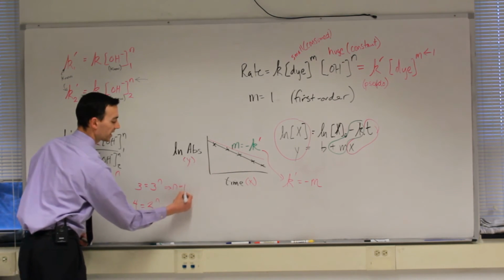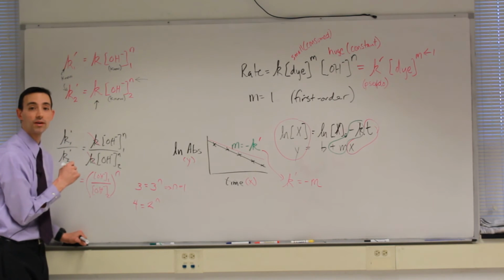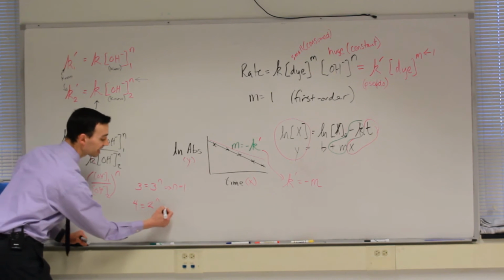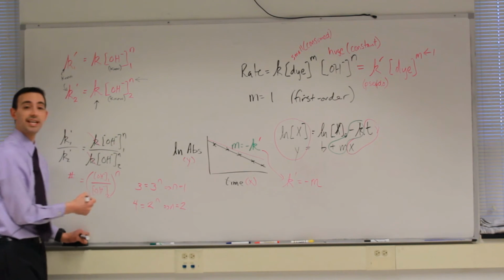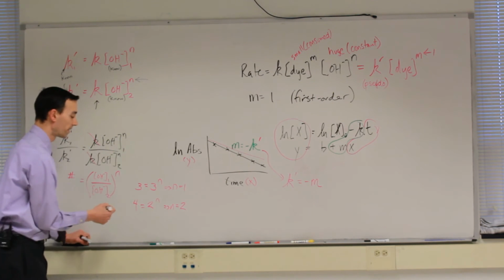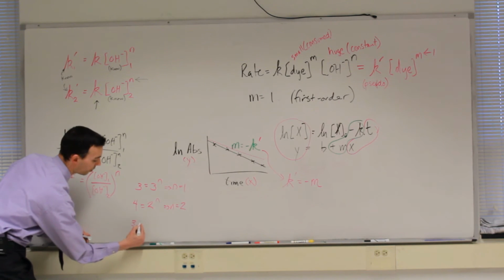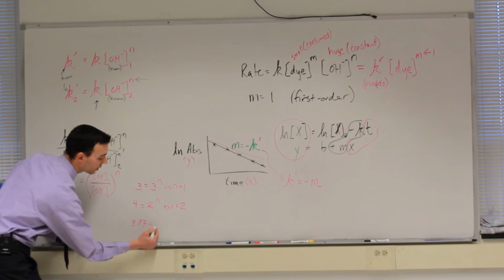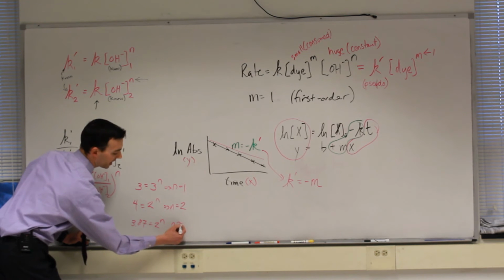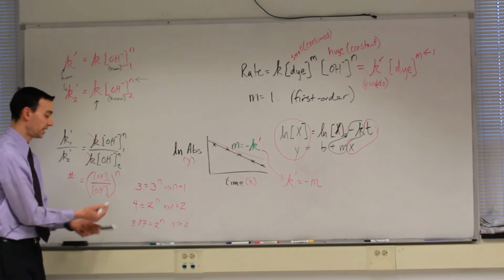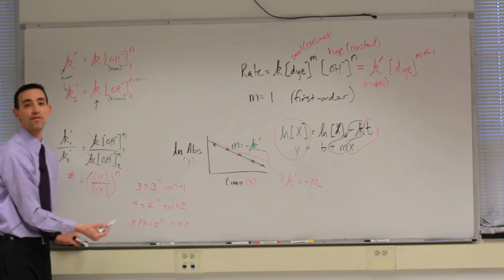In this first case, n would equal 1, right? Because 3 raised to the first power equals 3. In the second case, n would equal 2, because 2 raised to the second power equals 4. Now they might not be perfect numbers, so if you got like a 3.87 equaled 2 to the nth power, I would say n is approximately equal to 2 in that case, because that's a lot closer to squared than 2 to the first power.